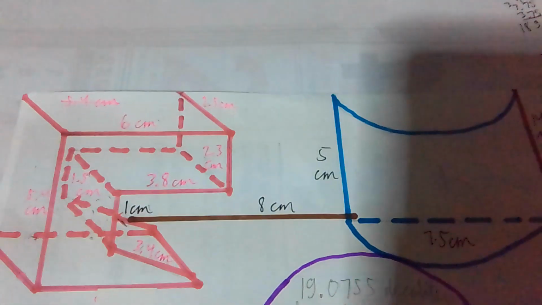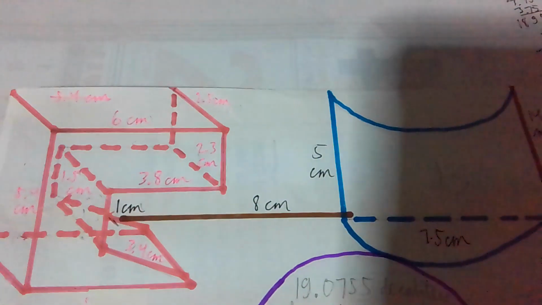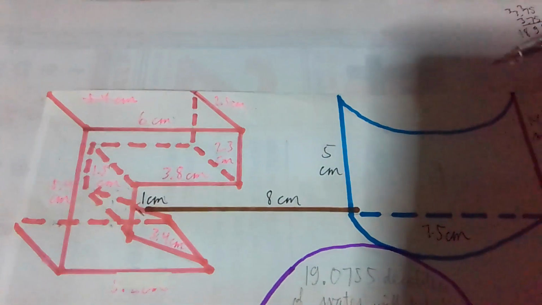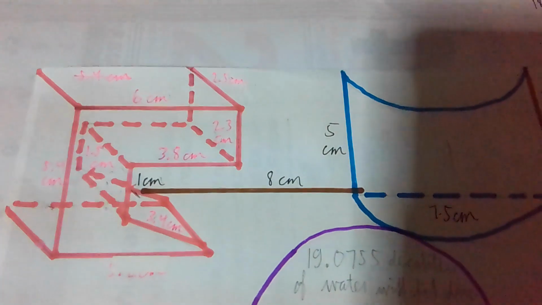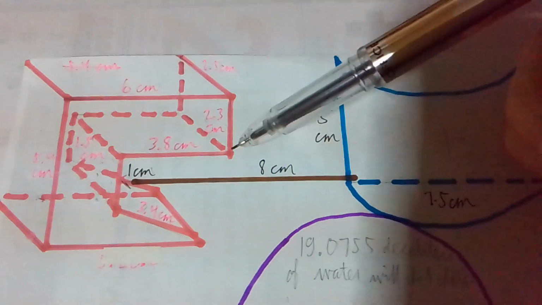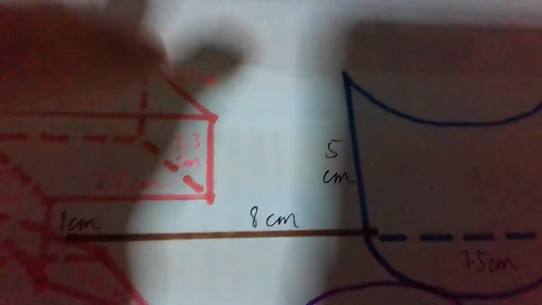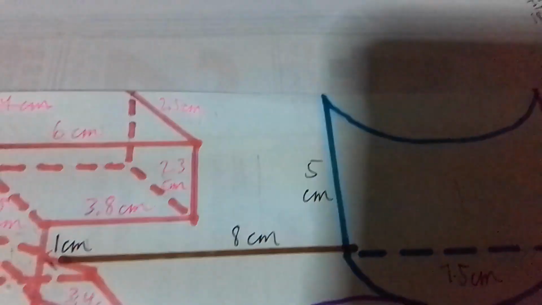First, let's solve for the perimeter. For the perimeter of the figure, we need 7 sides, right? So we have this that measures 5 centimeters, right? This line measures 8 centimeters. This guy only measures 1 centimeter. 3.8, 2.3. And the last one is 2.5. But we do not know what the measure of this guy is.